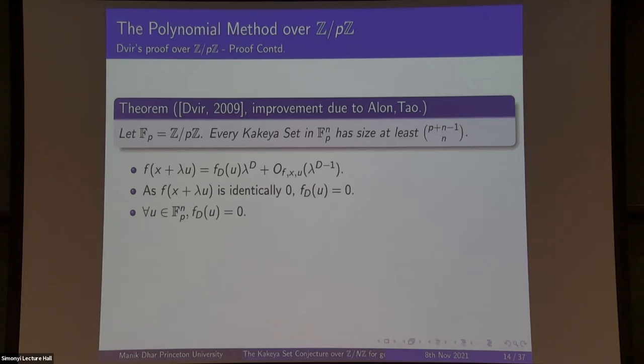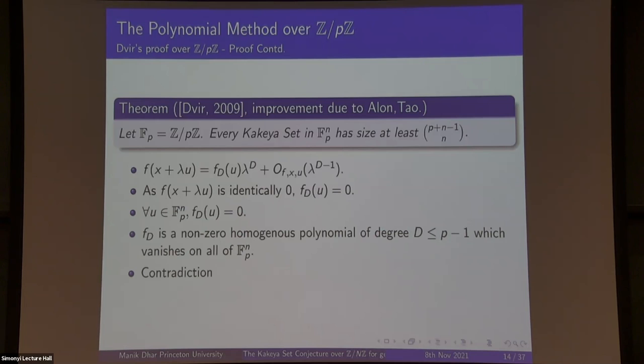But we can do this for every direction because there is a line in every direction. So this thing vanishes identically on every point. Now, f_D is a small degree polynomial. It's a homogeneous polynomial of degree at most p minus one and vanishes on the entirety of F_p^n. So that's impossible. So we get a contradiction. Now, okay. So the lemma you will use to say this is impossible is the DeMillo-Lipton-Schwartz-Zippel lemma. But it's not hard to prove at least this thing yourself. So it's just a multivariate version of the fact that a low degree polynomial cannot vanish on too many points over a field. So this is a very nice argument.